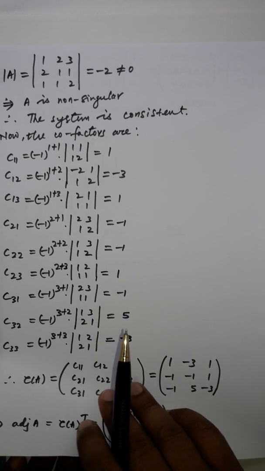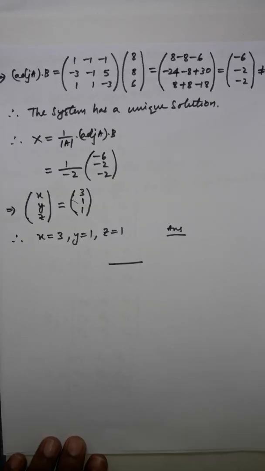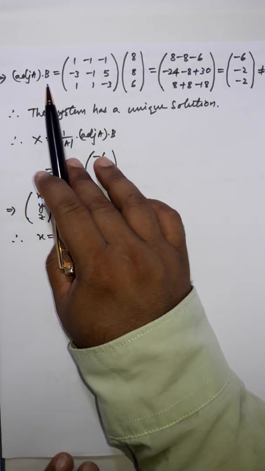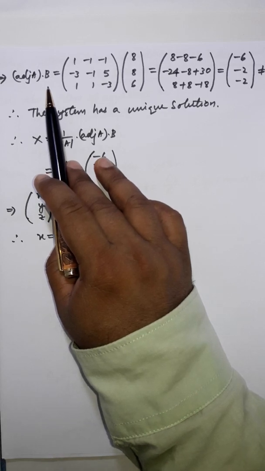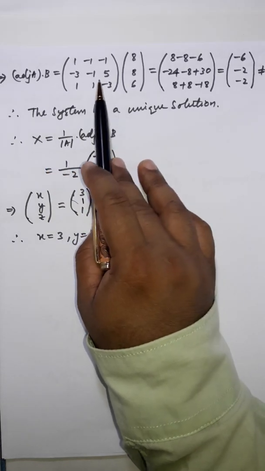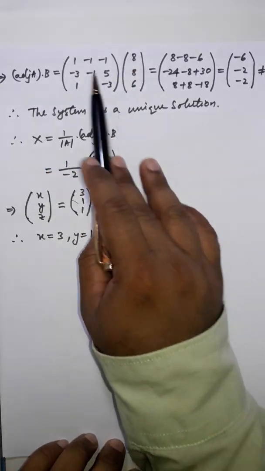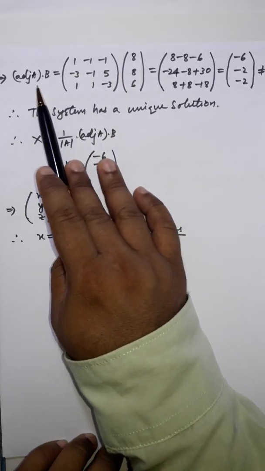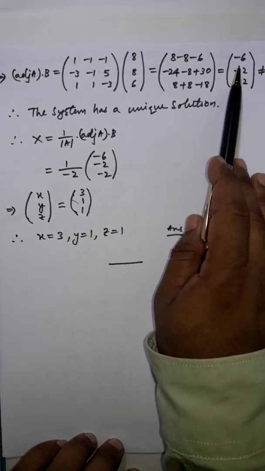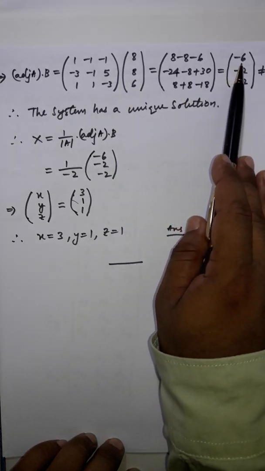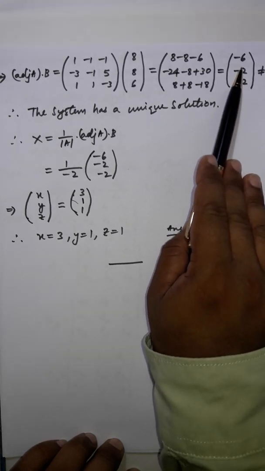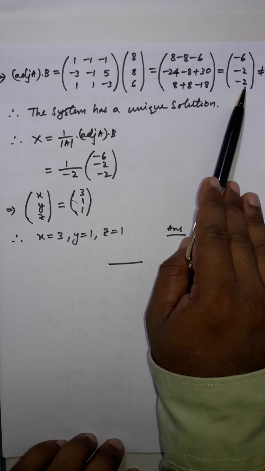Now, after getting the adjoint of A, the next thing is we have to multiply the adjoint of A with B without changing their order or their sequence. We will first put adjoint of A, in the second place we will put B and we will multiply them. So, after multiplying in the row by column process, which is the only process for the product of the elements of two matrices, we are obtaining a column matrix here, which is -6, -2, -2.